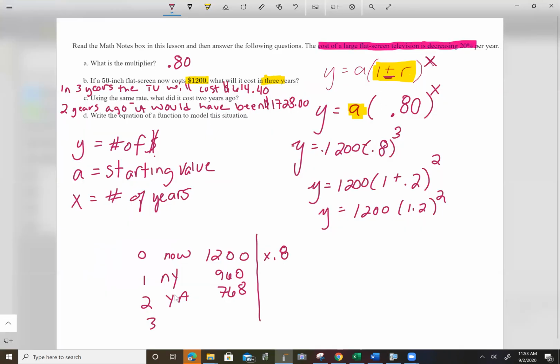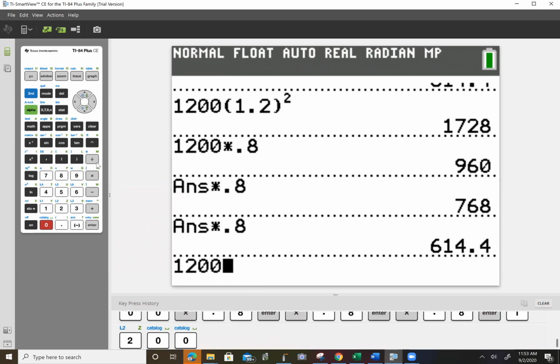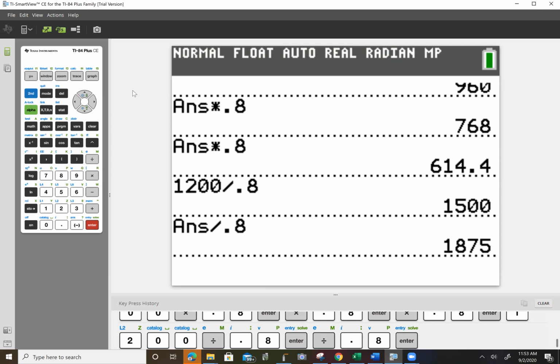614.4, which is exactly what we had, right? So we multiplied each times 0.8 times 0.8. And then to go backwards, well, what's the inverse of multiplying by 0.8? Let's see if this works. I didn't think this through actually. If we started with 1,200 and divide it by 0.8, 1,500 divided by 0.8, 1870. So it doesn't work that way.